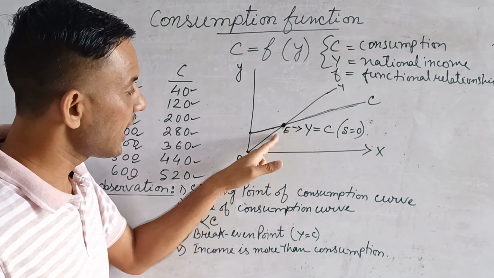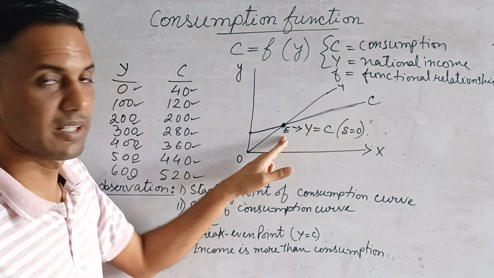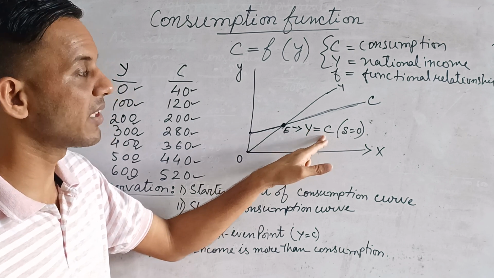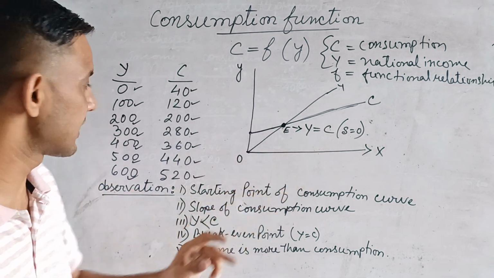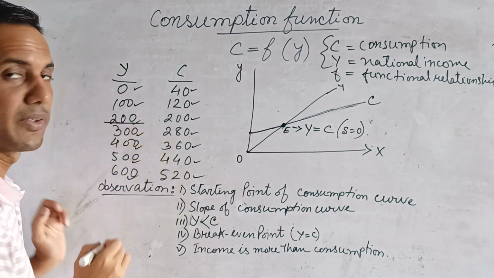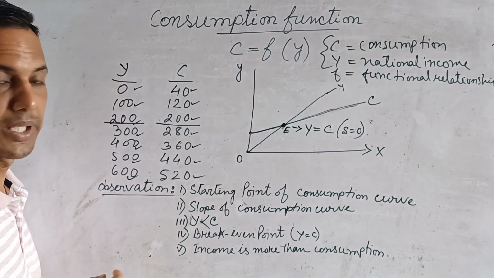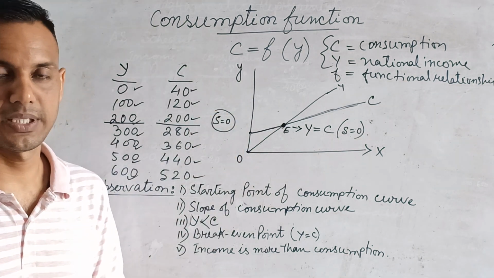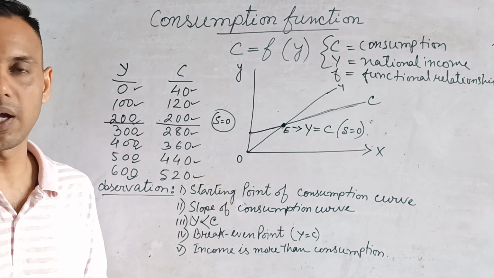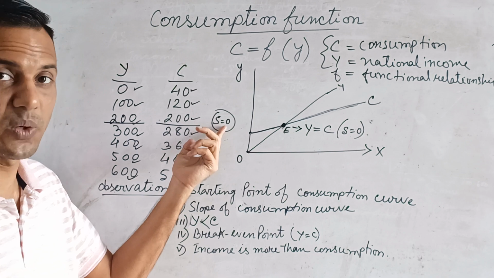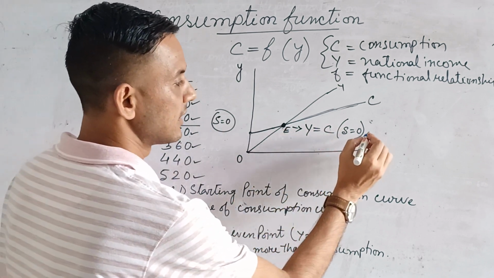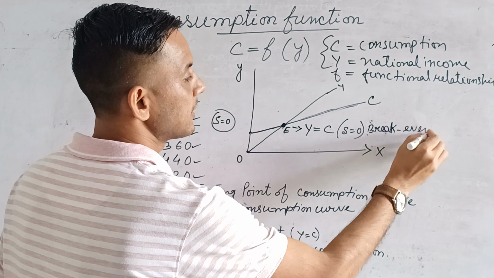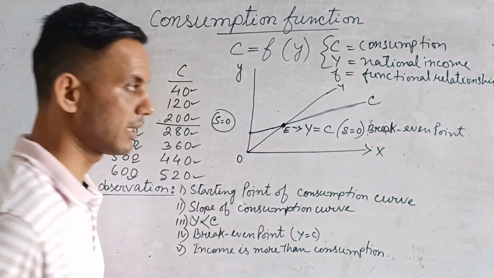Is it clear? At point E, Y and C intersect, where Y is equal to C. So if income and consumption both are the same, then definitely savings is equal to 0. For example, see here, income 200, consumption is also 200. Then what is the savings? 0. Your income is 200 and your consumption is also 200, so you don't have a single rupee to save, so definitely savings is equal to 0. So this is called, you can write, the break-even point.